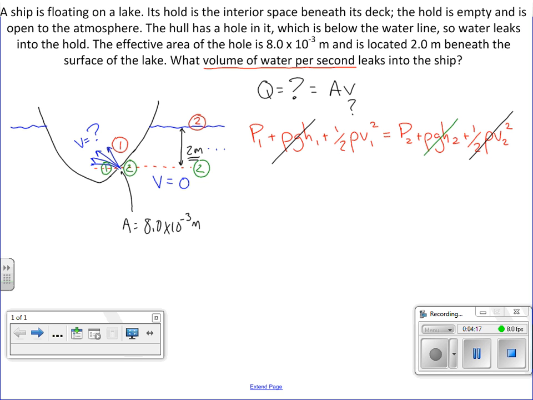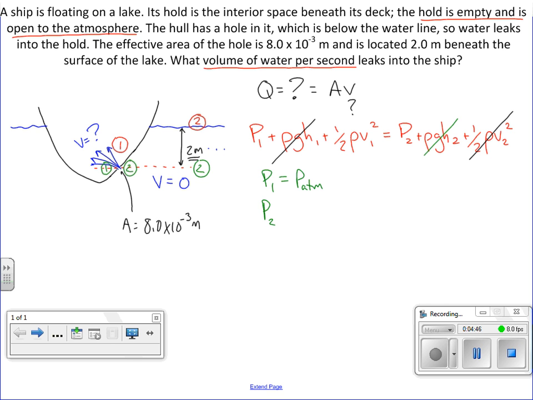All right, now the deal is, if we approach it this way, well, hopefully we can tell that pressure 1 is atmospheric pressure. And the reason that is because it says in the question, here it is, the hold is empty and is open to the atmosphere. That tells us the pressure at 1 is atmospheric pressure. All right. Well, I'm going to go back and do this in green so it shows the green solution. So pressure 1 is P atm.